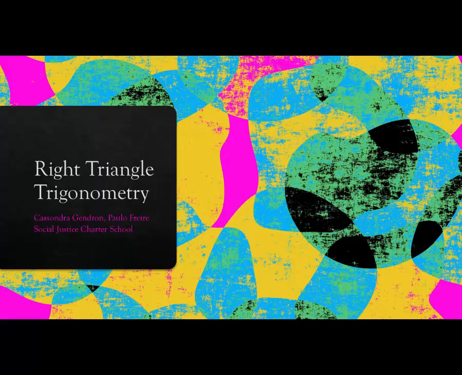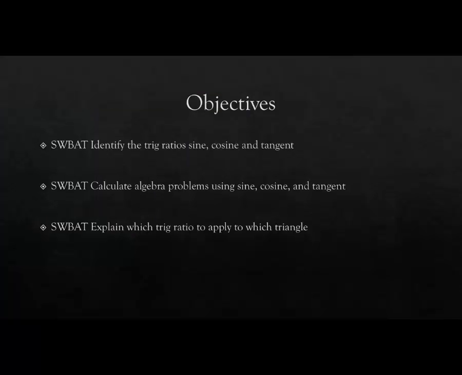So this is what happens when we don't have a 45, 45, 90 right triangle or a 30, 60, 90 right triangle. So first, our objectives are to identify the trig ratios sine, cosine, and tangent, and then to calculate algebra problems using sine, cosine, and tangent, and then to explain which trig ratio to apply to which triangle.